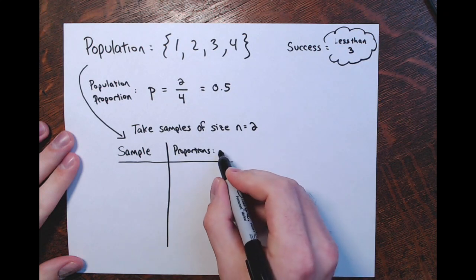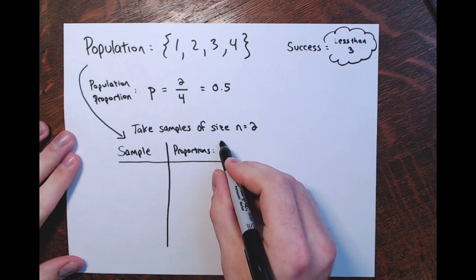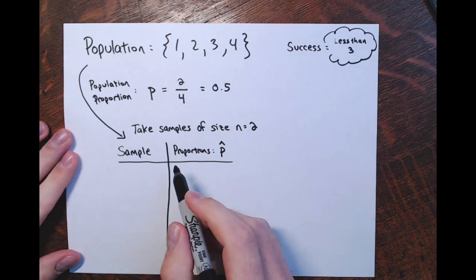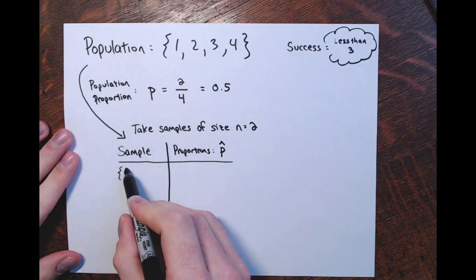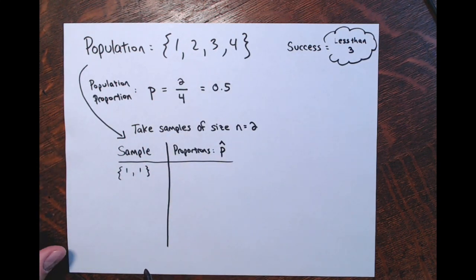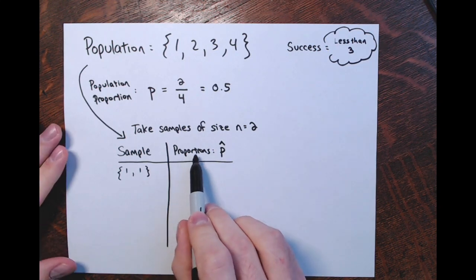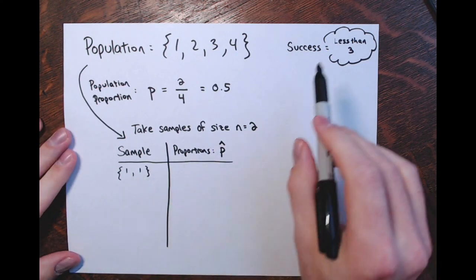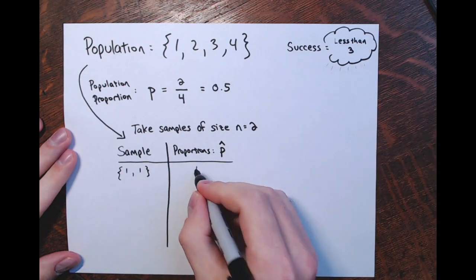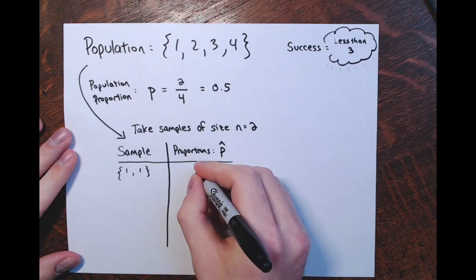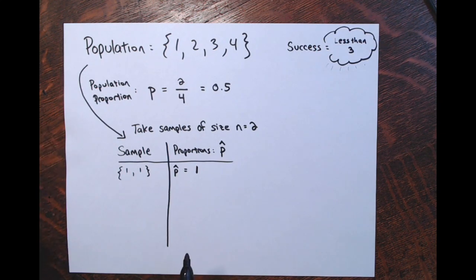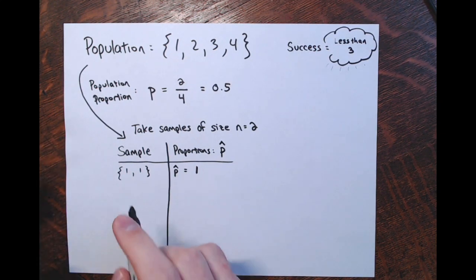Remember, the proportion for a sample is denoted by p hat, this p with a little wedge over it. So let's say I take 1 and 1. That's a sample of size 2 taken from those population values. Now, what proportion of this sample is a success, meaning less than 3? Well, 100%. P hat equals 1, 2 out of 2. Both of those numbers are less than 3, and the size of the sample is 2.